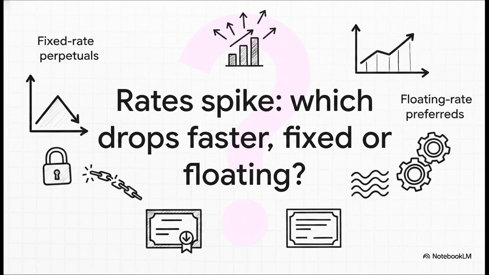Fixed-rate preferreds will absolutely crater in price because their locked-in yield suddenly becomes worthless relative to the new, higher interest rates out in the broader market. Floating-rate preferreds, on the other hand, will just adjust their dividend up to match the new market rates, which keeps their underlying price relatively stable.